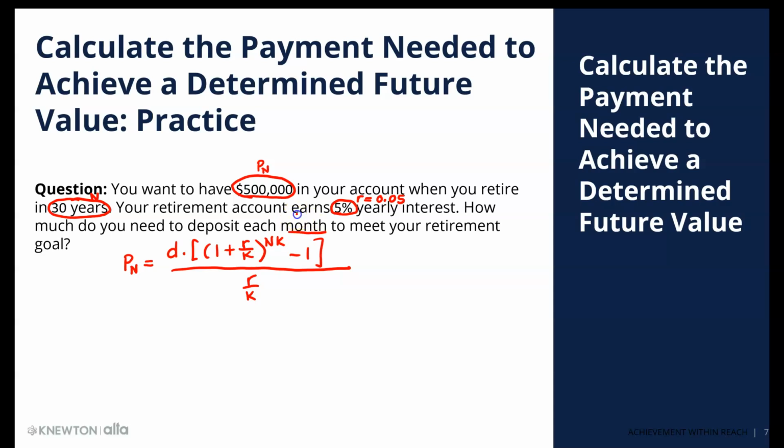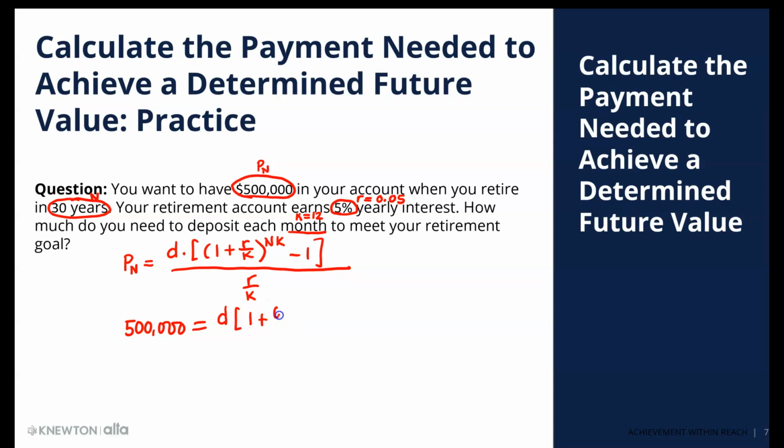So that means each month you make a deposit, so the number of compounding periods is equal to 12 because there are 12 months in 1 year. Then to solve this, all you need to do is plug into the formula the value of each of those variables. So your P sub n is 500,000 equal to D, the unknown, times 1 plus R over K.